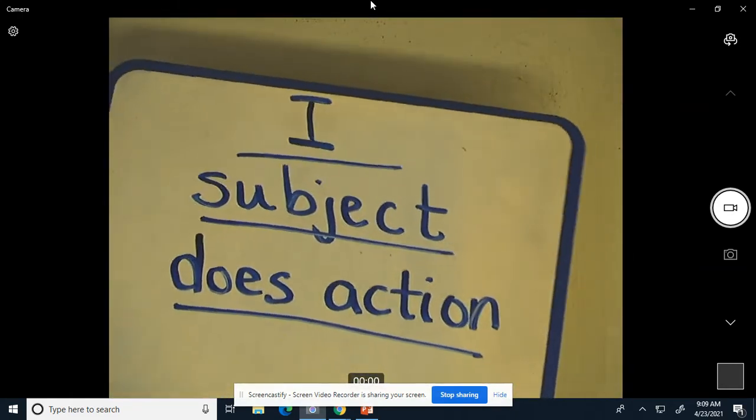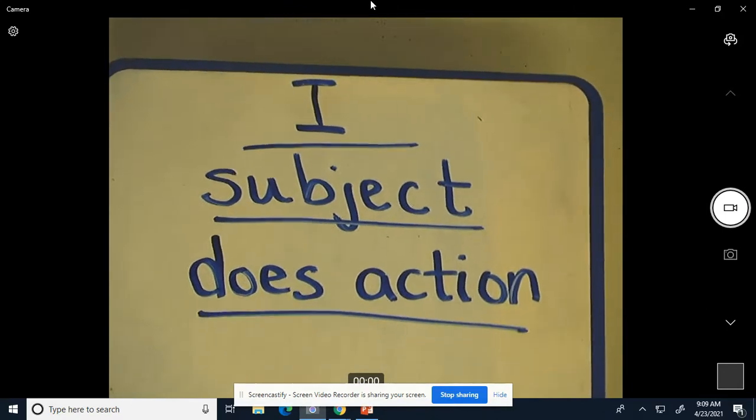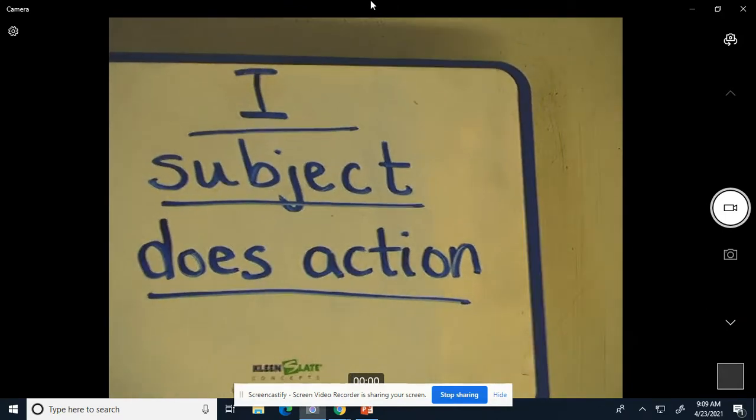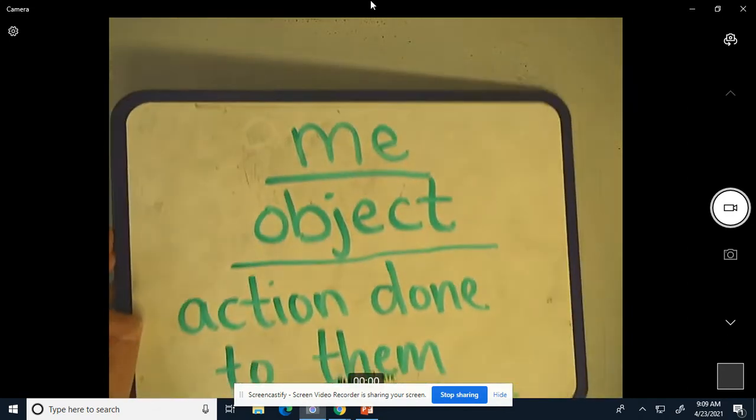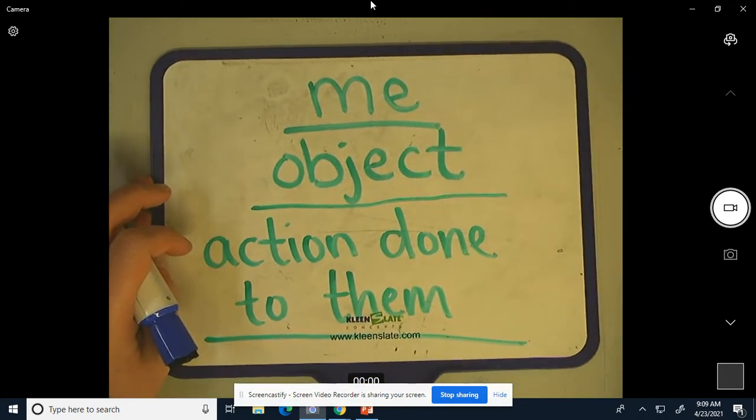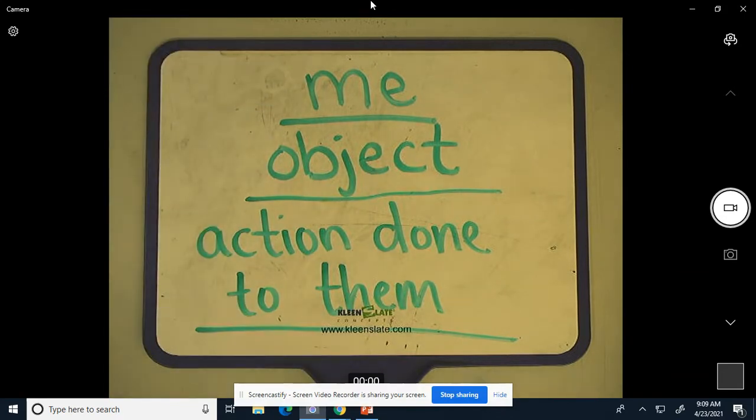So when we use I, we're using it as the subject. It's who the sentence is about, and they're doing something. Okay, all right, let's look at this one. When we use me in a sentence, me is the object. So me is not what it's about, it's what something's happening to. And the action is done to me. So I'm not the one doing the action anymore in this sentence. All right, let's look at some examples.